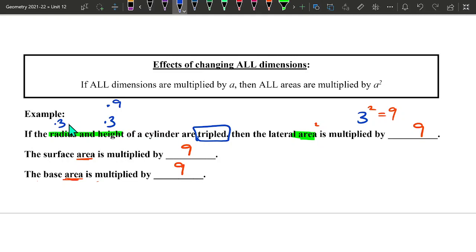Or here, I'll do it this way. 3 meters times 3 meters is going to give me 9 meters squared. Make sense? But both dimensions have to be changed in order for it to be squared. Otherwise, it's just multiplied by that number.